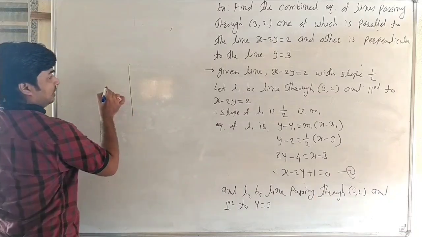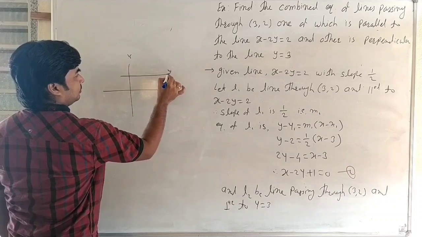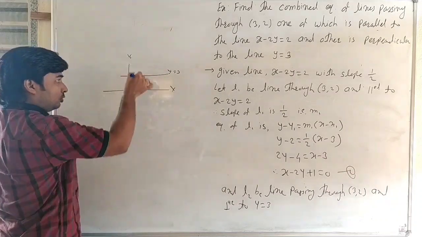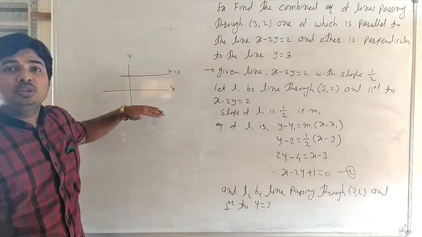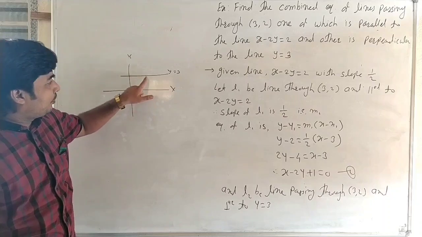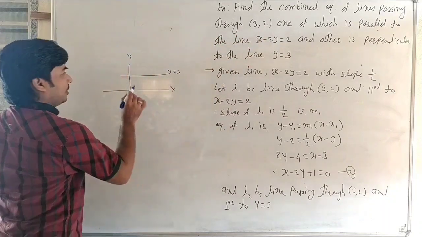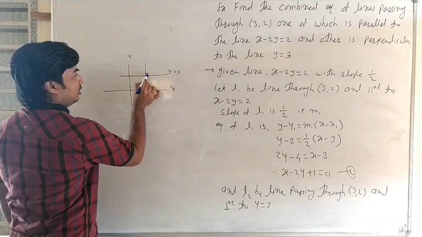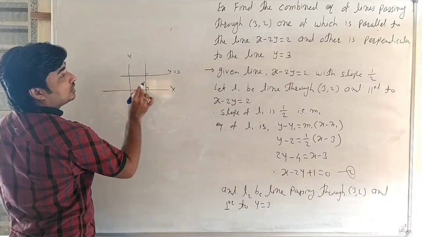Here see carefully, it is the x axis and it is the y axis, and this is y equal to 3, and the line is perpendicular to y equal to 3. Perpendicular to y equal to 3 means it is perpendicular to the x axis. So the line is perpendicular to the x axis and passing through point (3, 2).